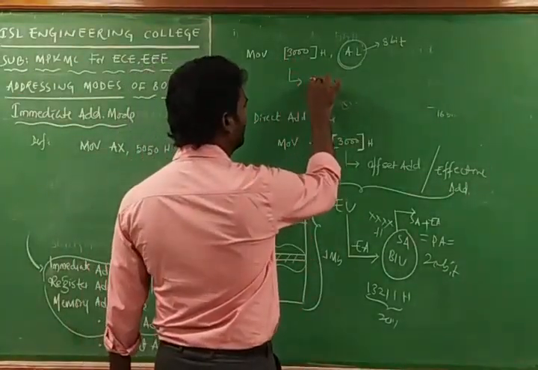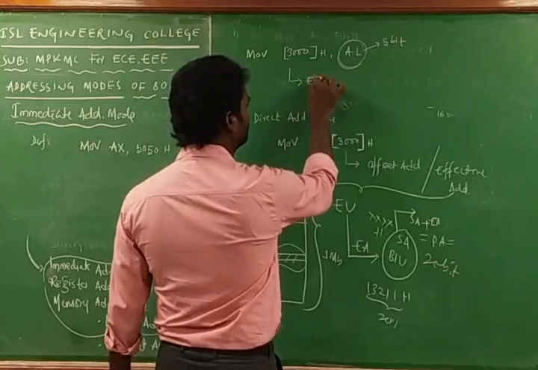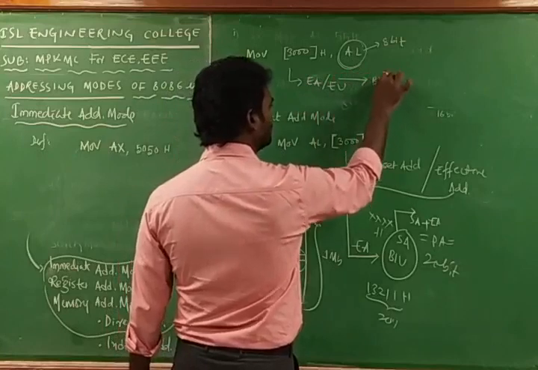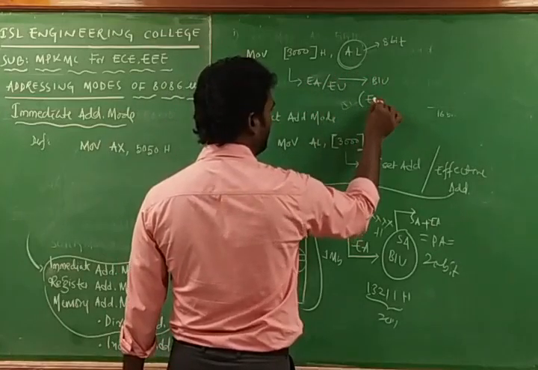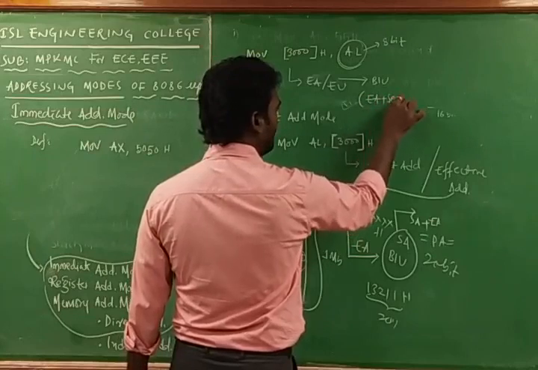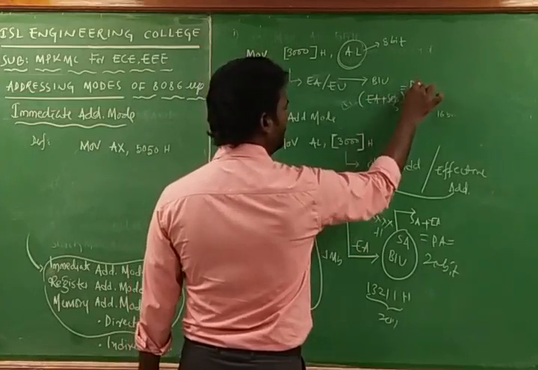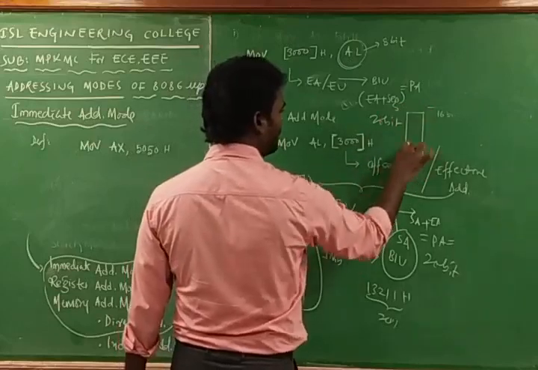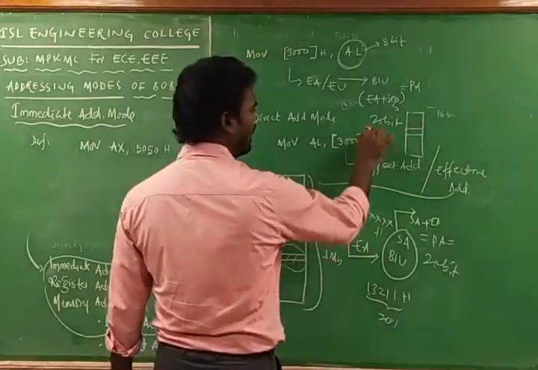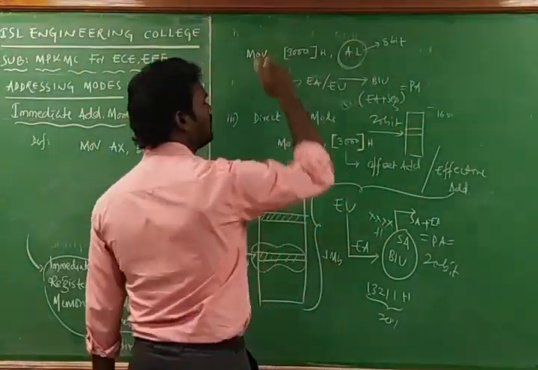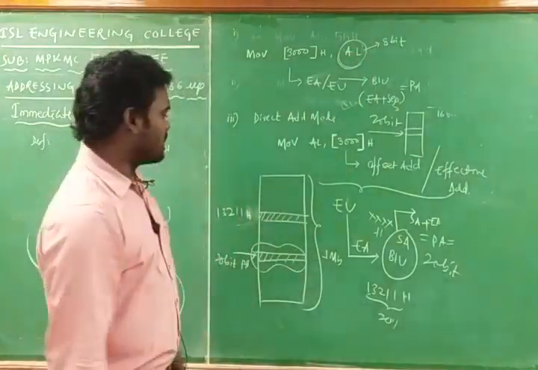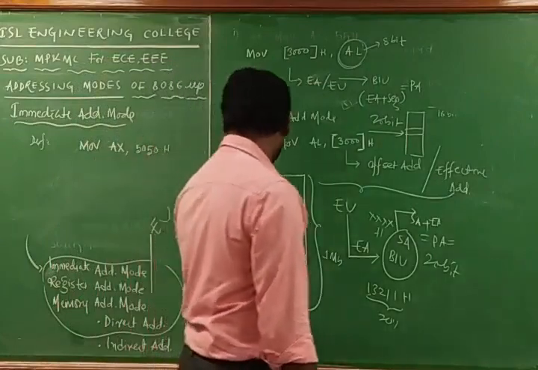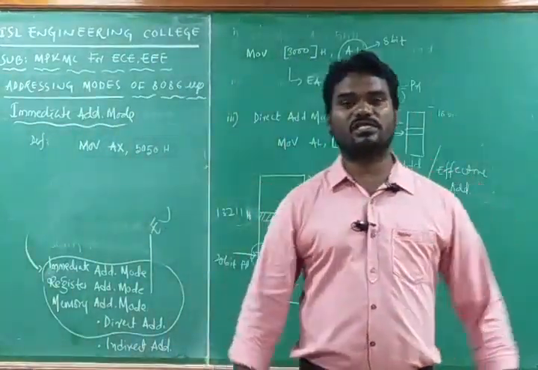This offset address or effective address is held by the execution unit and given to the bus interfacing unit, where the effective address plus the segment address will generate the 20-bit physical address. That identifies one location in the 1 megabyte of memory, and into that location this AL will move. This is named direct addressing mode in the case of memory addressing mode. So I am going to close this session.